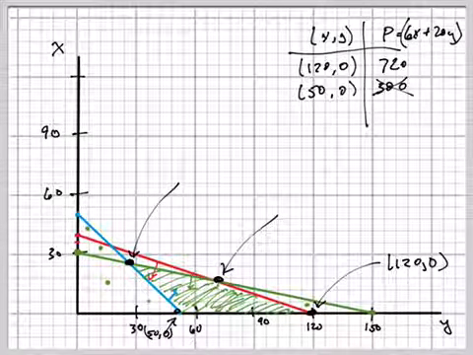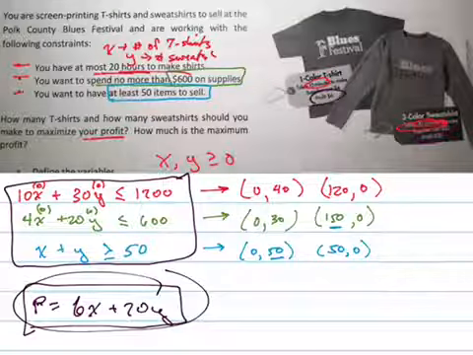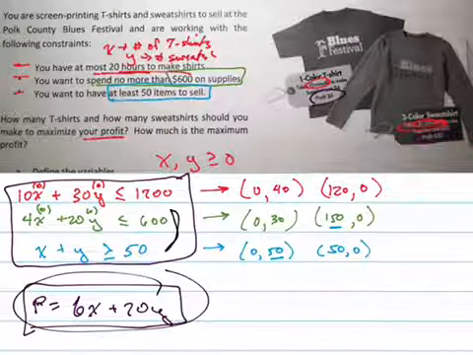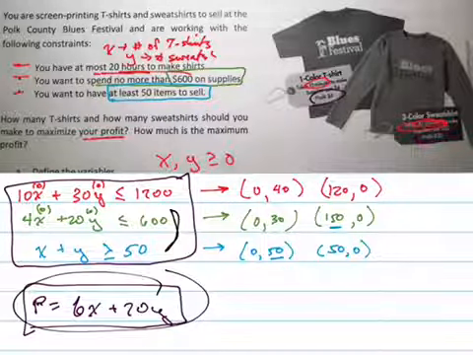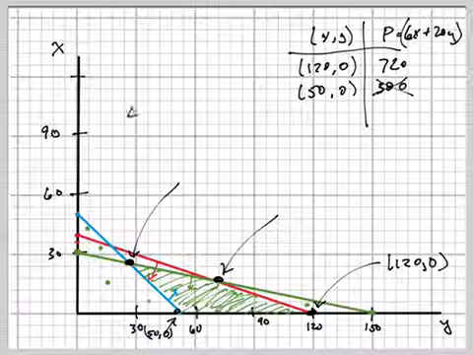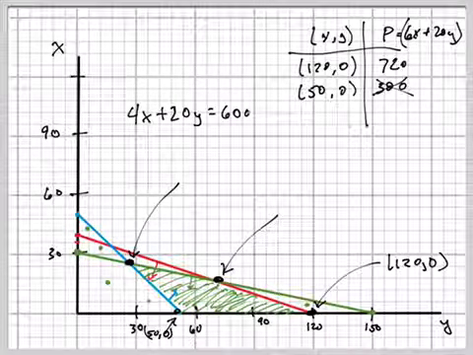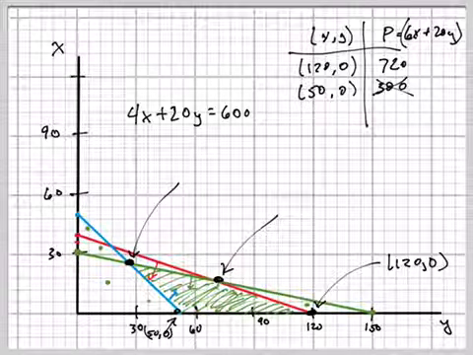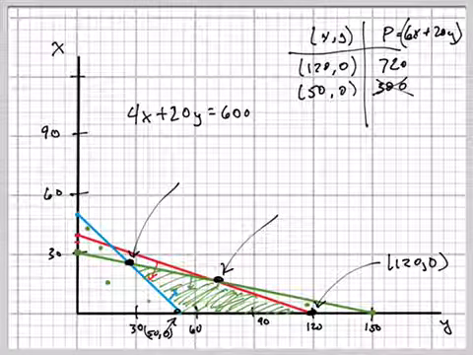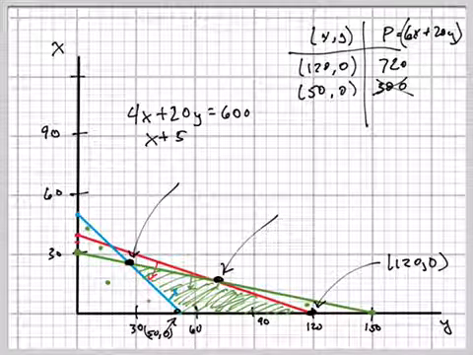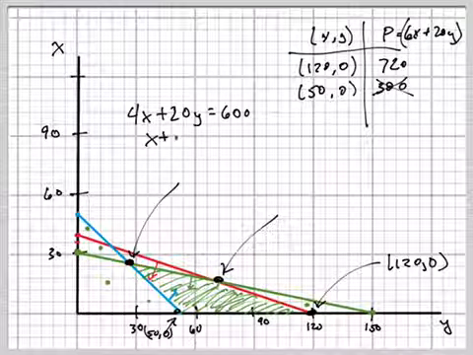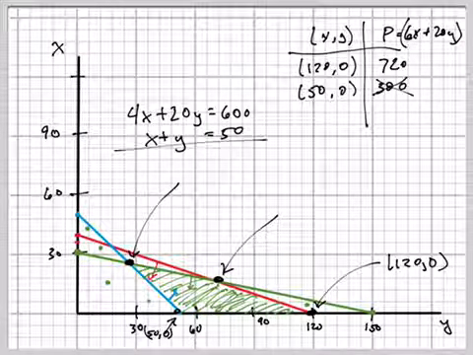And how do we find those points? Well, we find out where those 2 lines intersect. So the blue and the green line, I have to do that first. The blue and the green line, where do they intersect? It's 4x plus 20y equals 600. I'm really just finding where the lines intersect, so I don't use the inequality, I use the equal sign. x plus y equals 50. So let's solve that system.